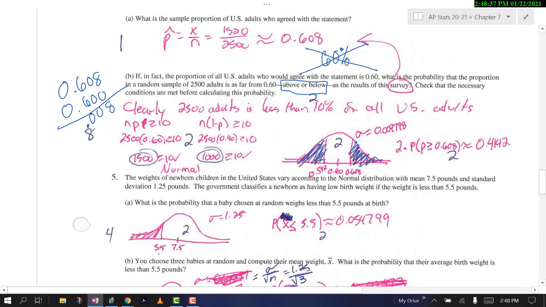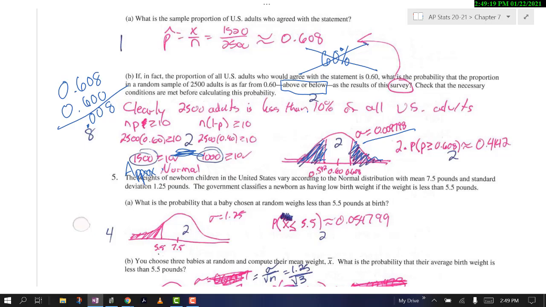So first we do our 10% rule. Clearly 2,500 adults is less than 10% of all U.S. adults. We do our tens rule: n times p is greater than 10, n times 1 minus p greater than 10. Again, you need to get to this point. Do not make me do math. And we want to say we're approximately normal. So now we can find the mean, which is 0.60, and the standard deviation, which is 0.009798. A lot of us got that one fine.